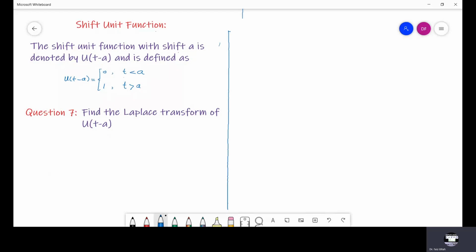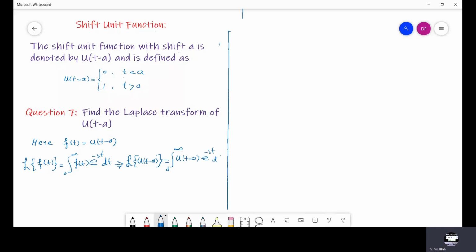So here f(t) is equal to u(t − a). Now let us write the basic formula for the Laplace transform of f(t), which is equal to the integration from 0 to infinity of f(t) times e^(−st) dt. Now if we put the value of f(t), which is u(t − a), we get the integral from 0 to infinity of u(t − a) times e^(−st) dt.